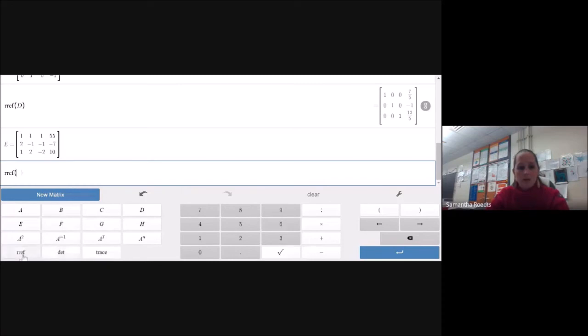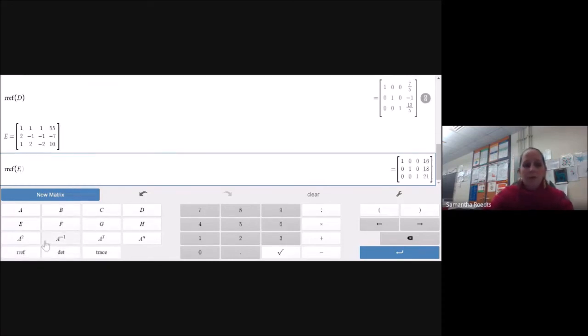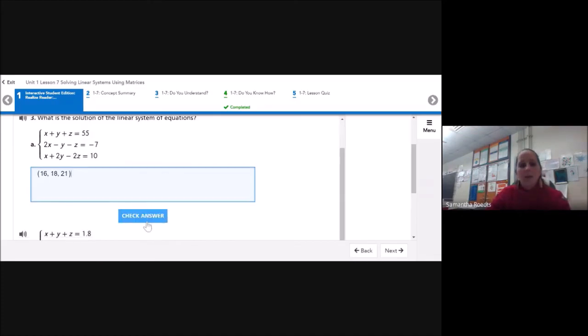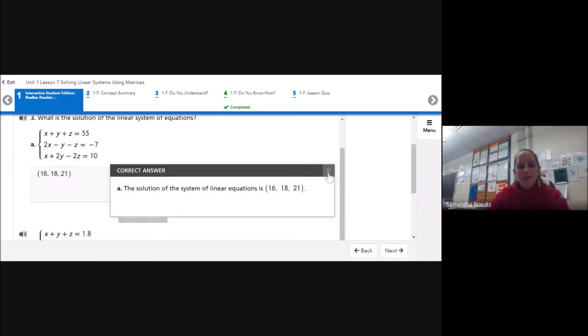Okay. Reduced row echelon form of matrix. So it gives me X is 16, Y is 18, and Z equals 21. I'll double check my answer by substituting it back in.